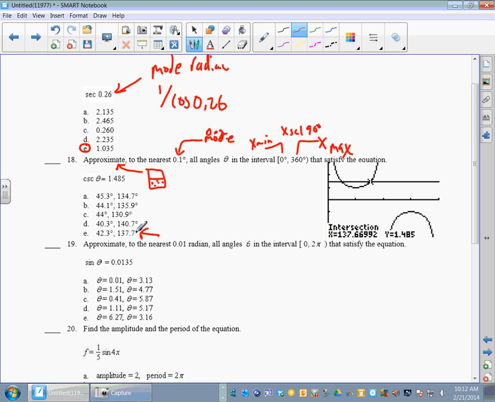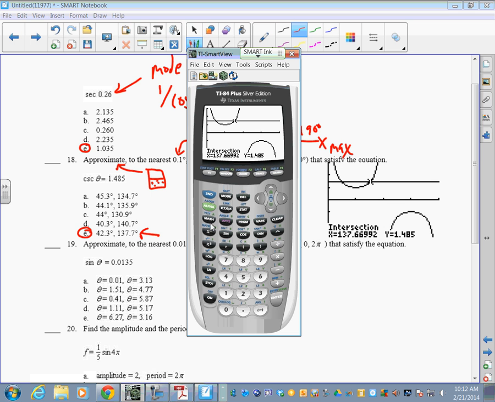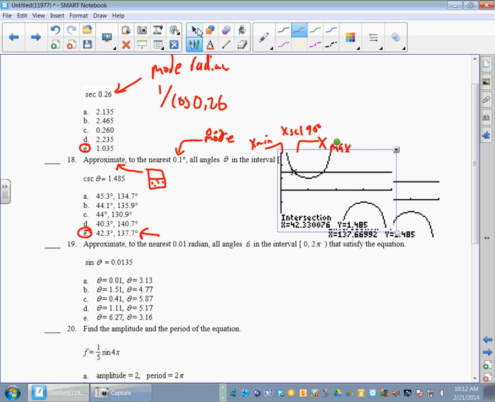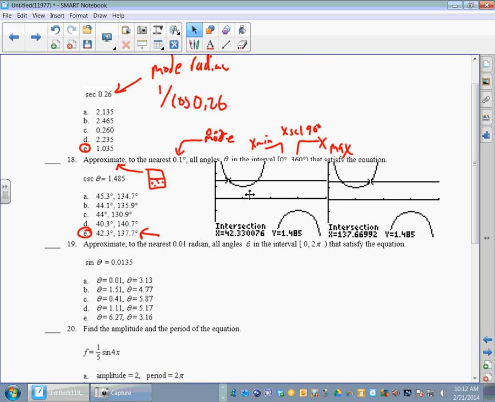So that means the other one should be 42.3. I could calculate it to make sure. Second, calculate, intersect. First curve, second curve, guess. I'm going to guess 42.3. And look at that. It actually worked. Okay. All right. Questions?